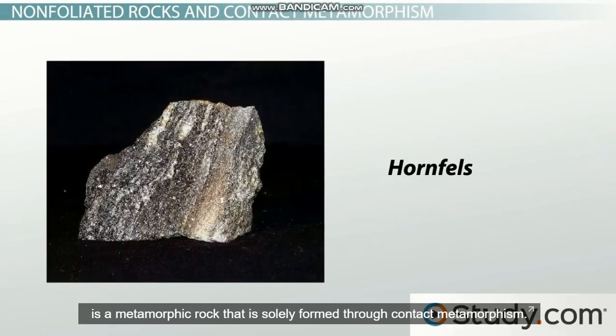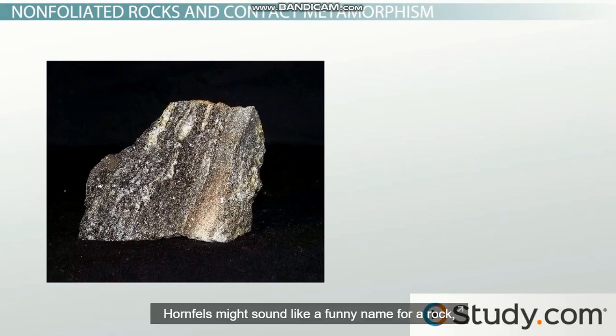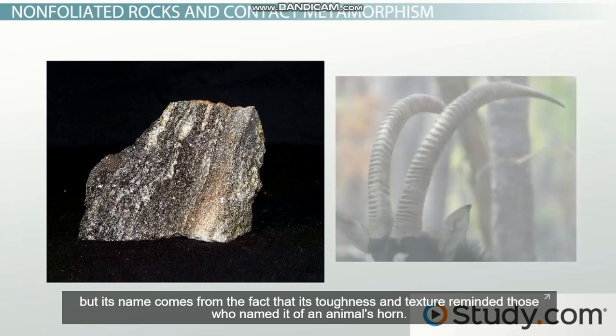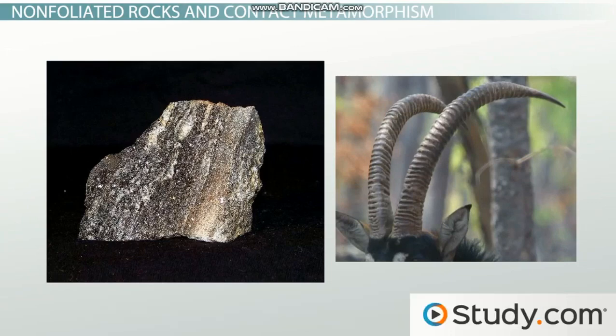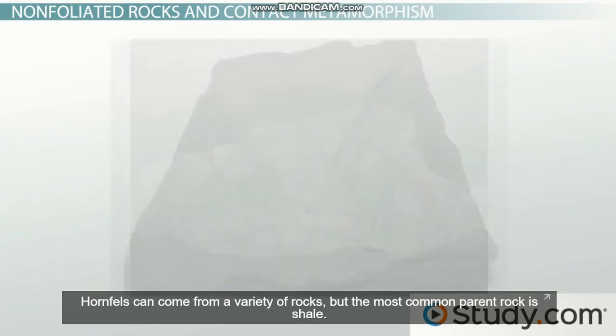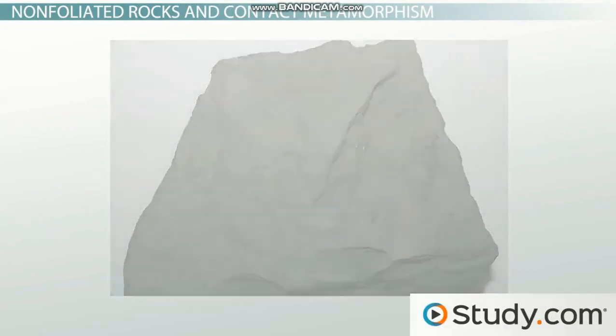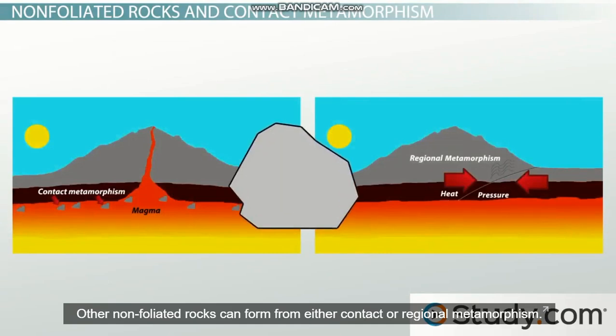Hornfels is a metamorphic rock that is solely formed through contact metamorphism. Hornfels might sound like a funny name for a rock, but its name comes from the fact that its toughness and texture reminded those who named it of an animal's horn. Hornfels can come from a variety of rocks, but the most common parent rock is shale. Other non-foliated rocks can form from either contact or regional metamorphism.